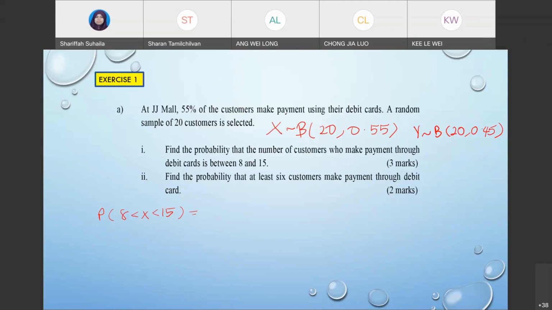Okay, so we change to Y. So again, you have 20 minus 8, so this one is 12 greater than Y. So 20 minus 15 is just 5. So we just write back probability Y is between 5 and 12.